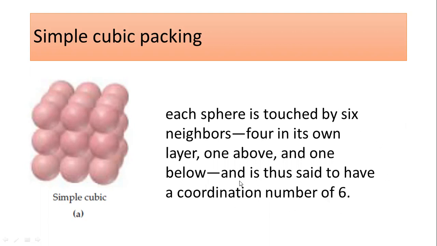It is also written here, each sphere is touched with 6 neighbors. If you consider this is the surface 1 2 3 4, and this is the surface 1 2 3 4 for its own surface, and one sphere is touched above and one sphere below. So each atom or each sphere is touched with six spheres. That's why the coordination number of each sphere in this packing is 6.